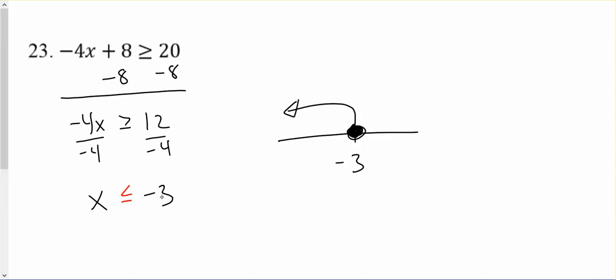How do I know it's less than? It's eating the number. Anytime we eat the number, we say less than. Anytime we eat the variable, we say greater than.